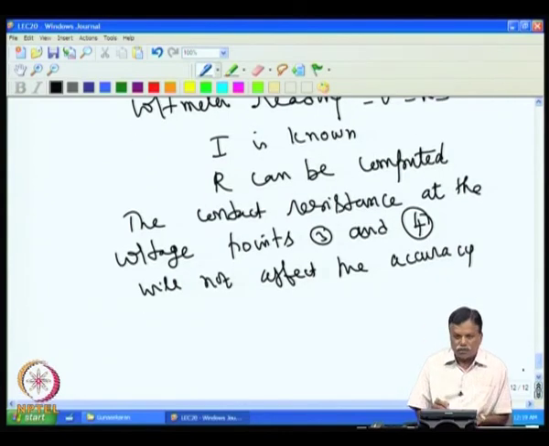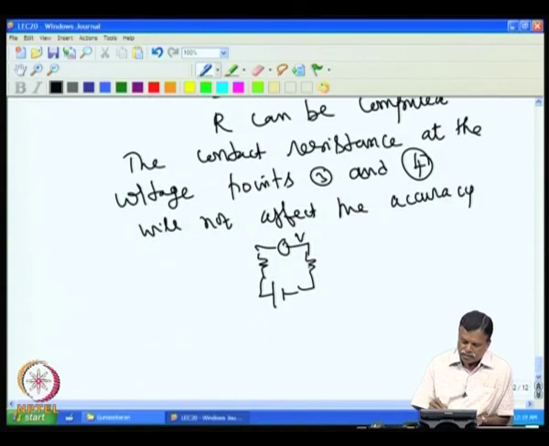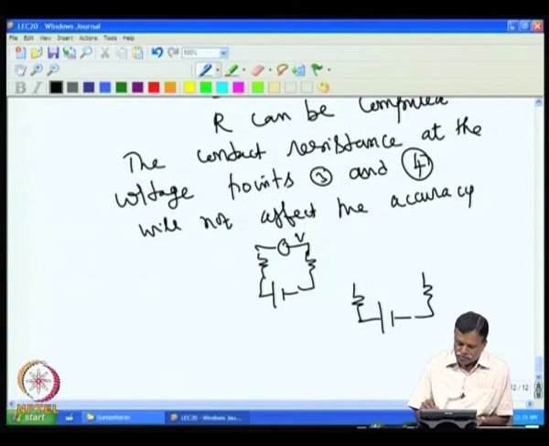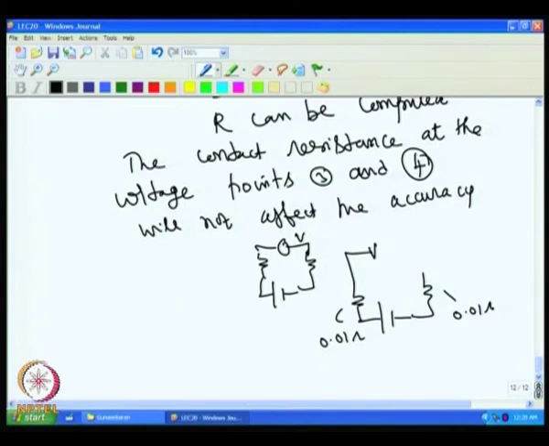This is because if you draw the equivalent circuit of the voltage measuring circuit, it looks like this. It is a voltage source with two contact resistors connected to the voltmeter. If I draw it value-wise, the contact resistance may be a few milliohms, say 0.01 ohms each, and the voltmeter resistance in the equivalent circuit will be something like 100 megohms, because the voltmeter has a very high resistance.